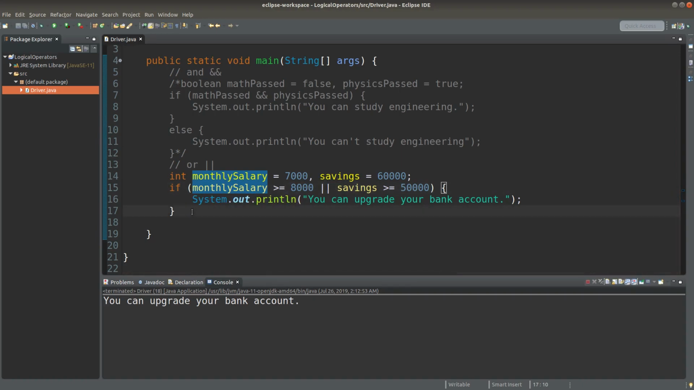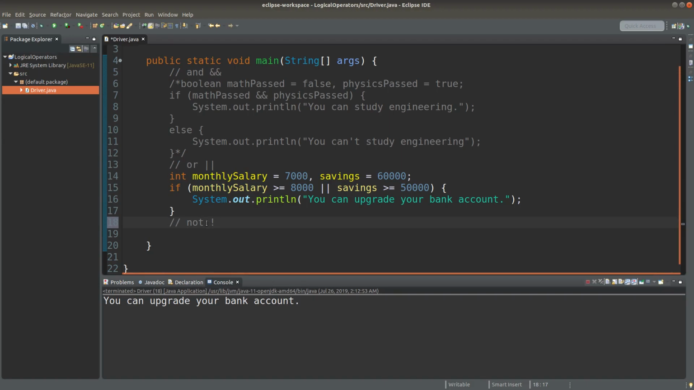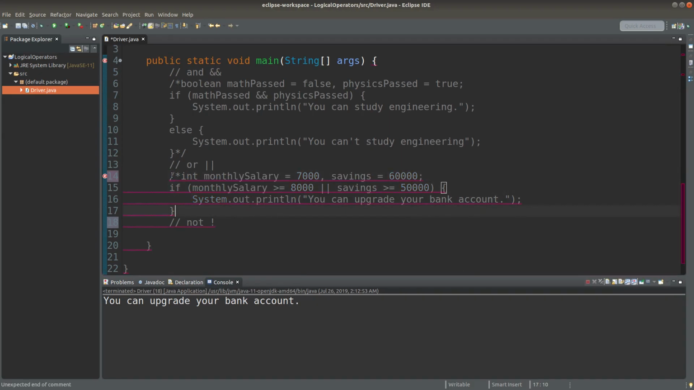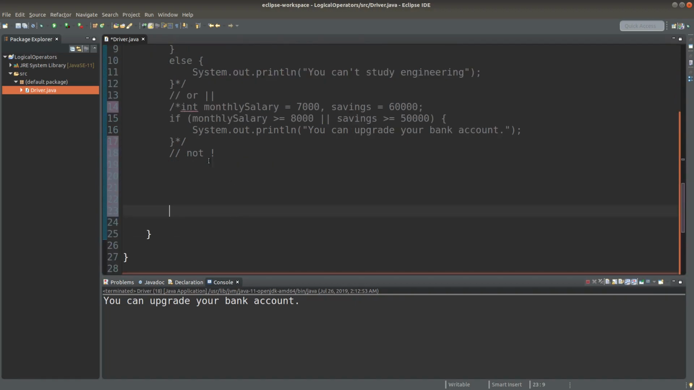Okay, we can see the third case called NOT. The NOT operator is indicated by an exclamation mark. So how can we use it? We can make use of an example to illustrate the application of the NOT operator. Suppose I have a Boolean variable called isHappy, and now it is initialized as false. It means that I'm not happy.